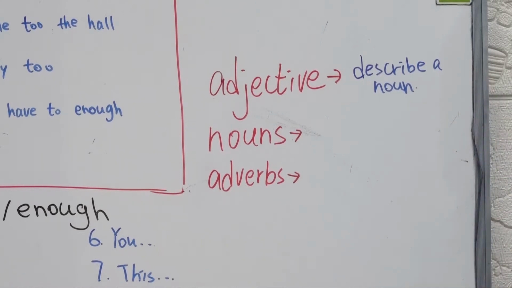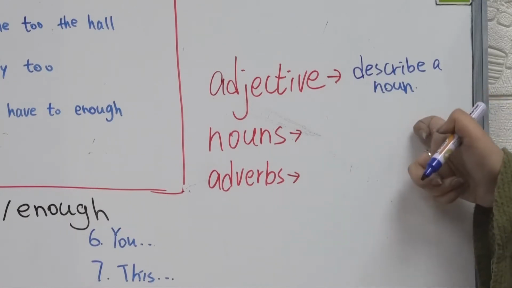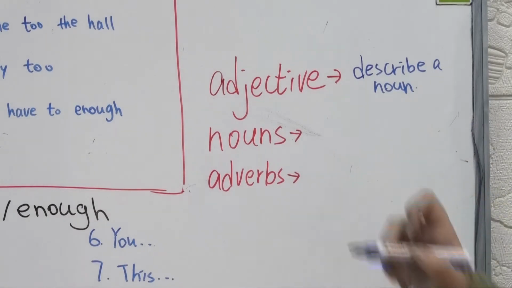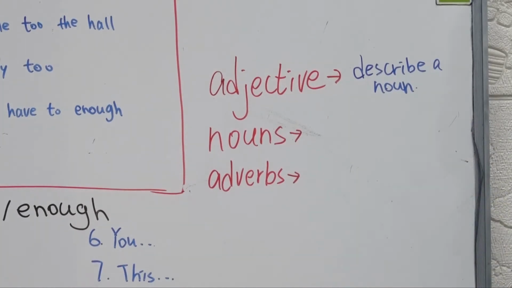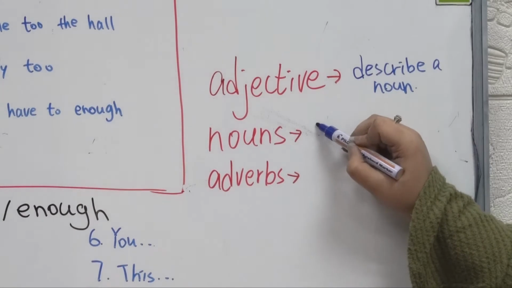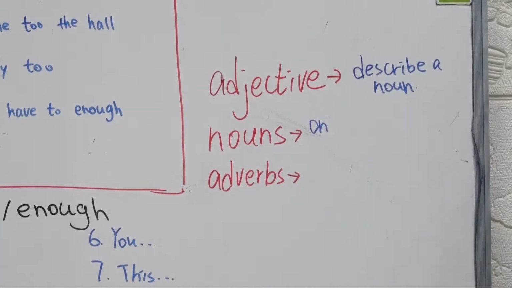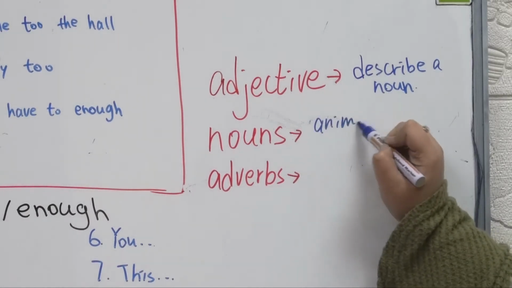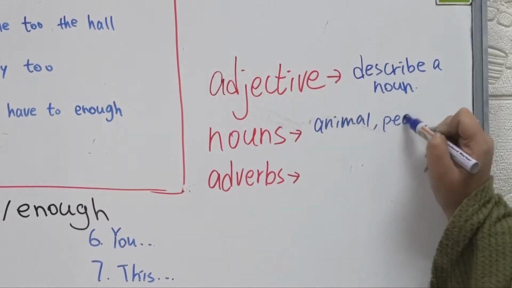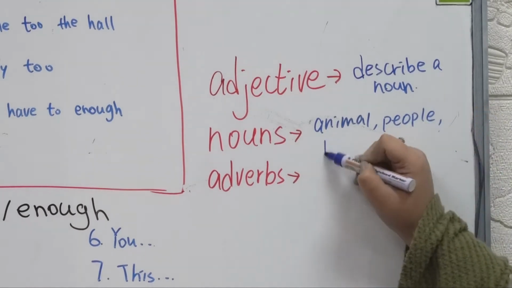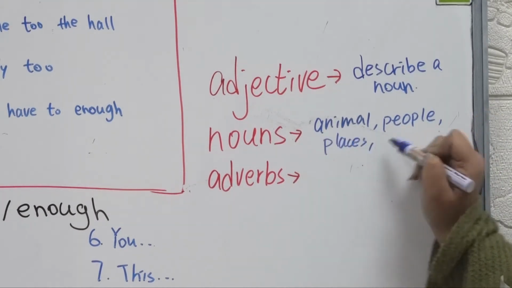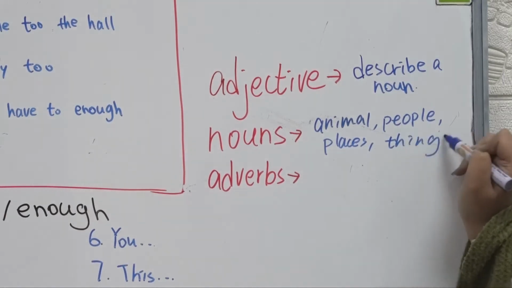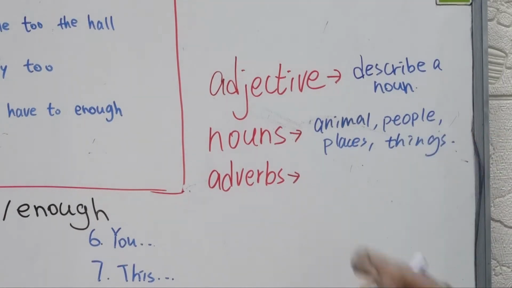So which word can we use to describe a noun? Just like tall, short, beautiful, ugly, these are adjectives. And nouns, very easy. What are nouns? The first thing in nouns is animal, people, places or things, okay? These are called nouns.